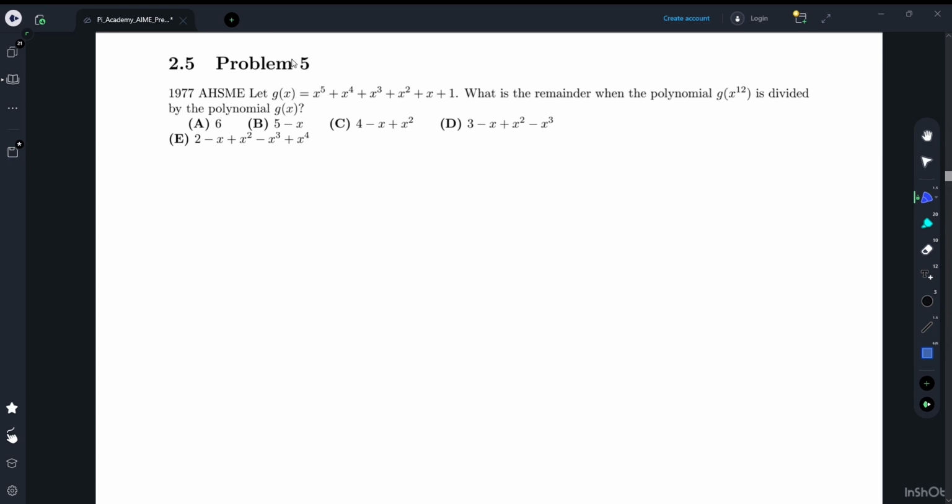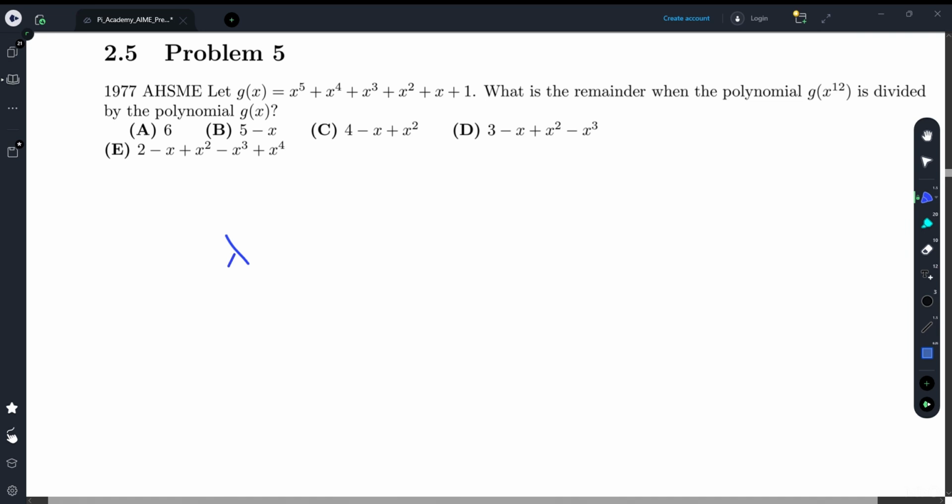Hello guys, today we're going for problem 5 in the Polynomials in the AIME problem set. And this is also 1977 AHSME problem 28, I think. So let g of x equal x to the 5 plus x to the 4, x cubed, x squared, x plus 1. What is the remainder when the polynomial g of x to the 12th is divided by the polynomial g of x?